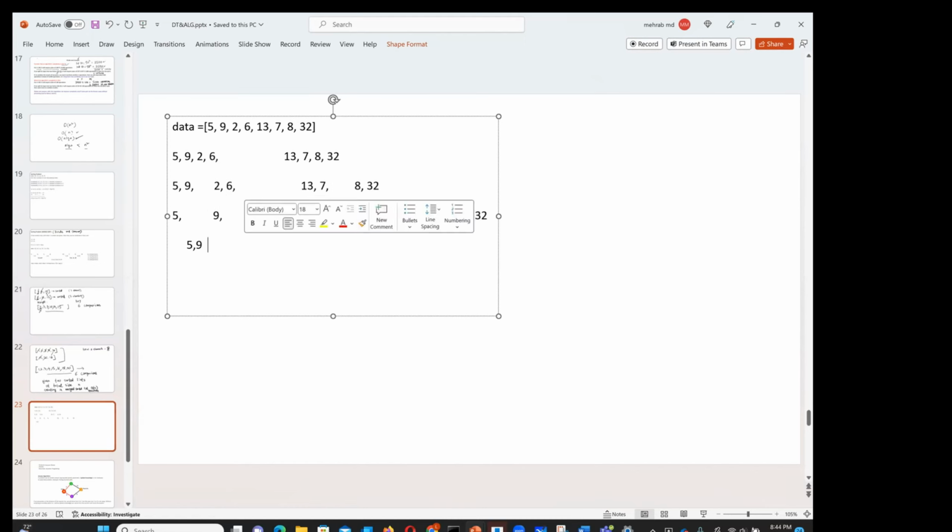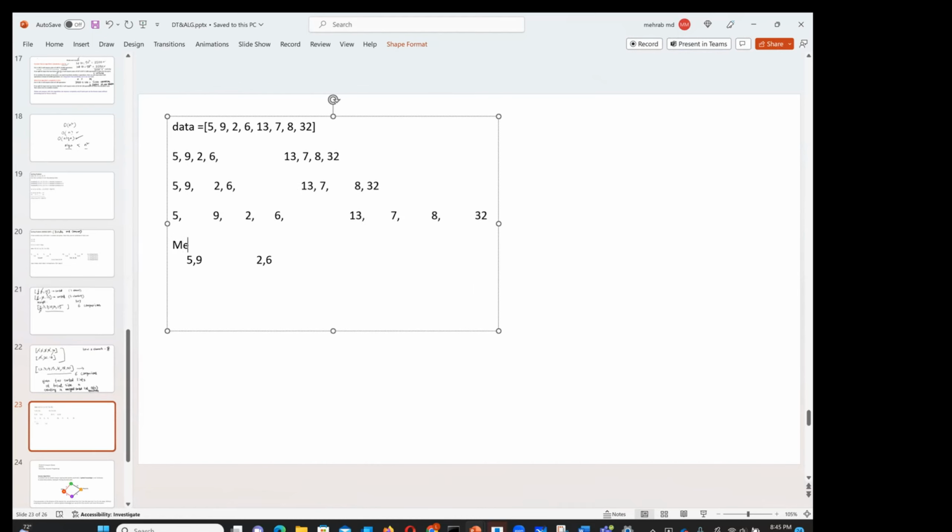Okay, now let's merge these two, 2 and 6. So this is the merge part. I started merging from here, right? And this part I just kept on dividing, right?